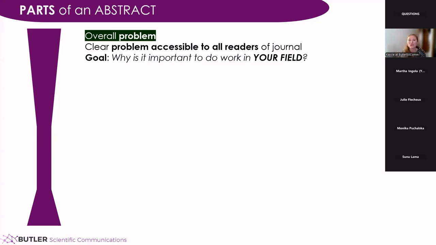The reader has to understand why it's important to work in our field before they are going to care about why it is important to work on our specific project. So we're going to start with making sure that there is a problem at the beginning that is clearly accessible to all the readers of our journal.